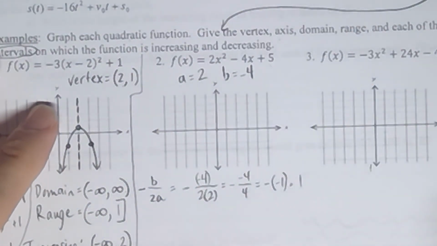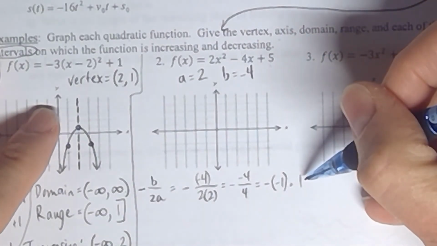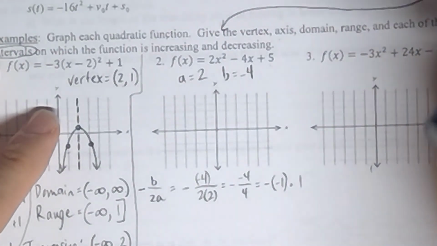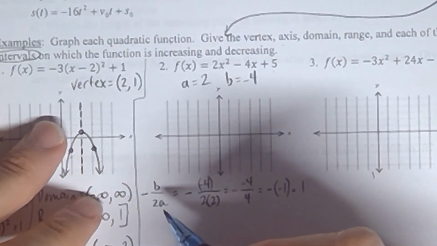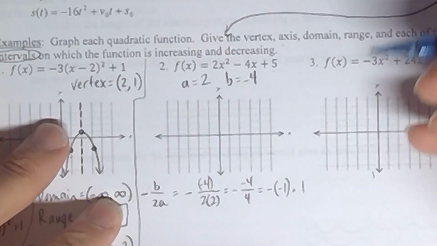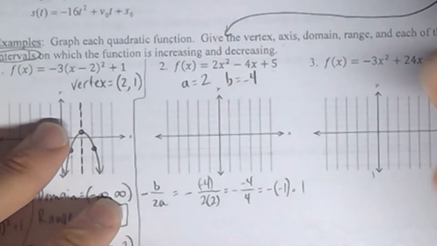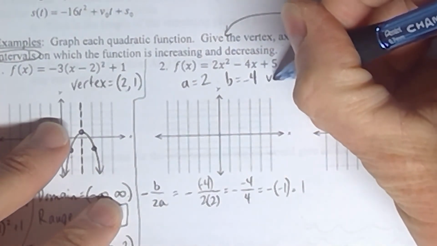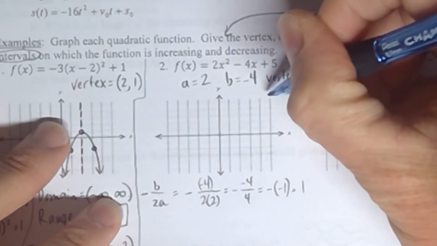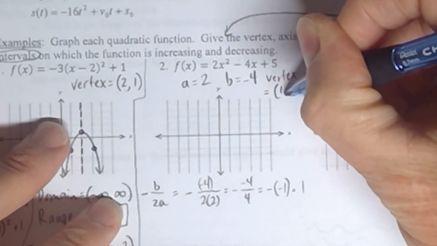So now, what is going to be the y part of the vertex? Remember, this negative b over 2a thing is just the x part of the vertex. So the vertex overall is going to be what? It's going to be 1, comma.